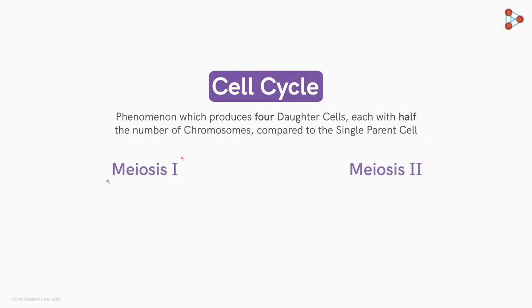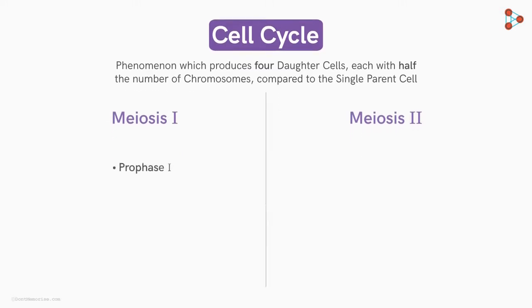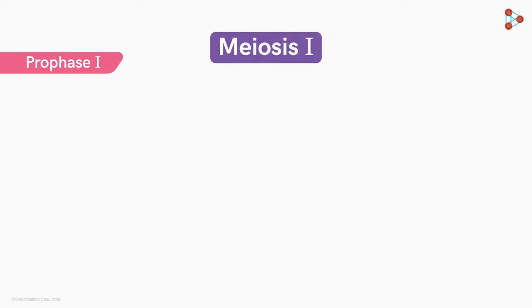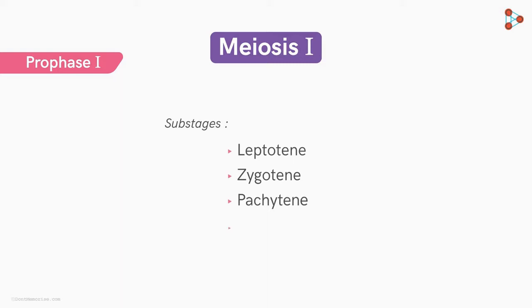Let's begin with meiosis 1 first. Meiosis 1 is divided into 4 stages. They are prophase 1, metaphase 1, anaphase 1 and telophase 1. We will list down the changes observed in the cell during these stages step by step. Let's begin with prophase 1. It's the longest phase of meiosis 1. The phase is further divided into 5 substages. They are leptotene, zygotene, pachytene, diplotene and diakinesis.